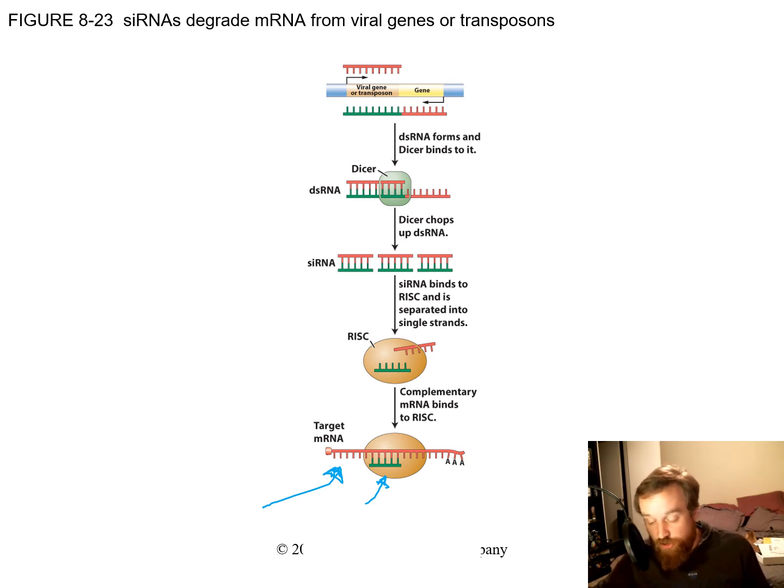So this is a way that it can search for those viral genes that have invaded the cell and make sure to degrade them and not allow them to be used to reproduce viral heads and things of that nature. Once those viral mRNAs are found, they're chopped up into little segments where they won't be translated and they can't form a full protein product, thus protecting the cell.